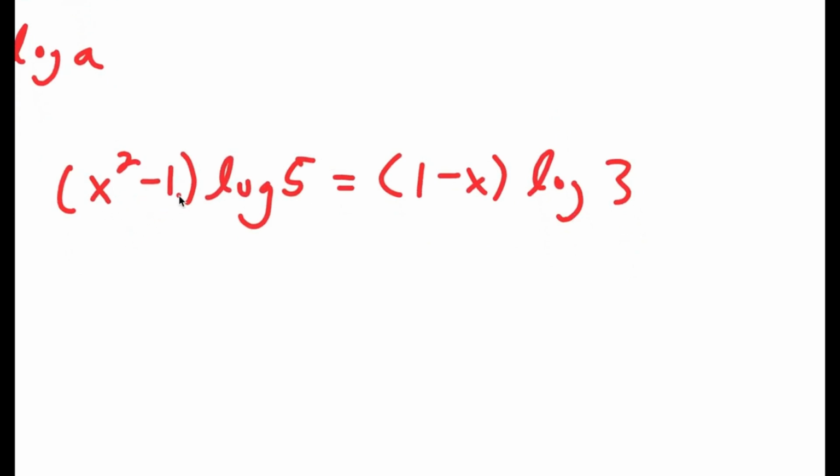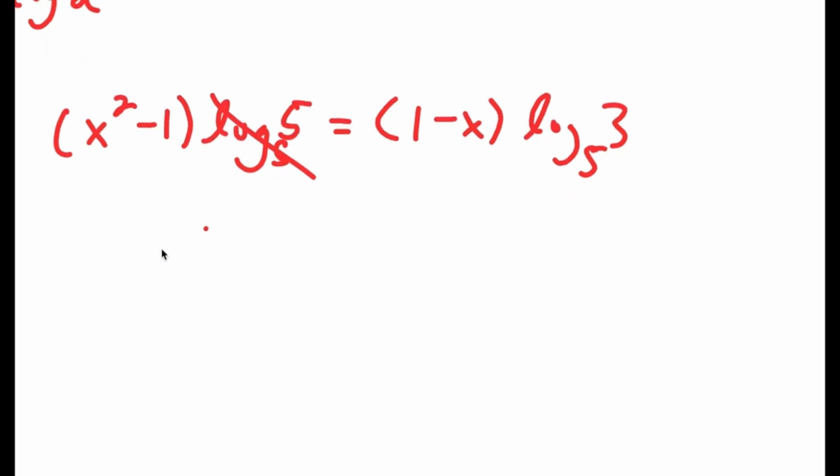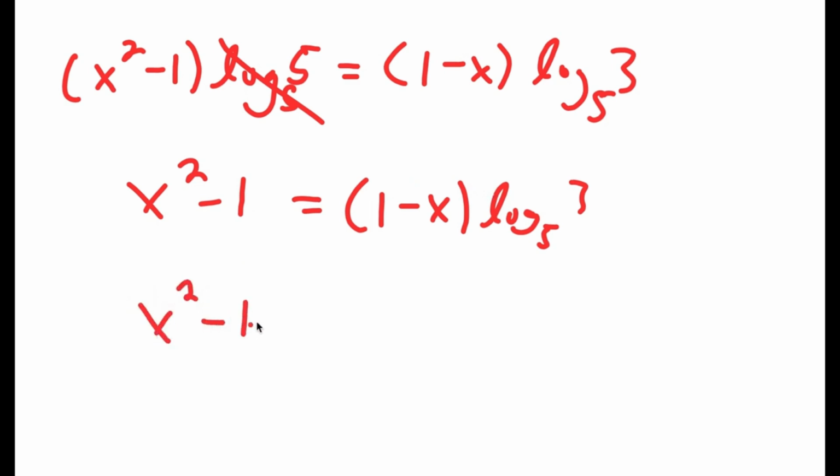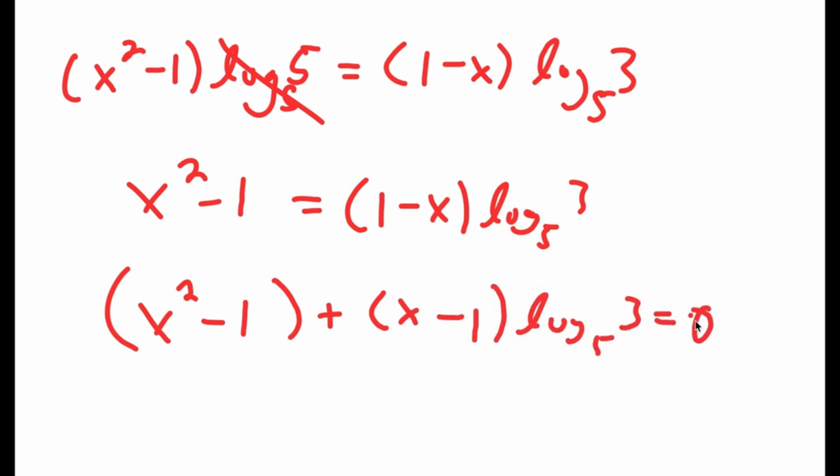And now, I'm going to take base 5 on both sides of both logs, so these cancel out to get 1, so now I have x squared minus 1 is equal to 1 minus x times log base 5 of 3, and this means that x squared minus 1 plus x minus 1 times log base 5 of 3 is equal to 0.